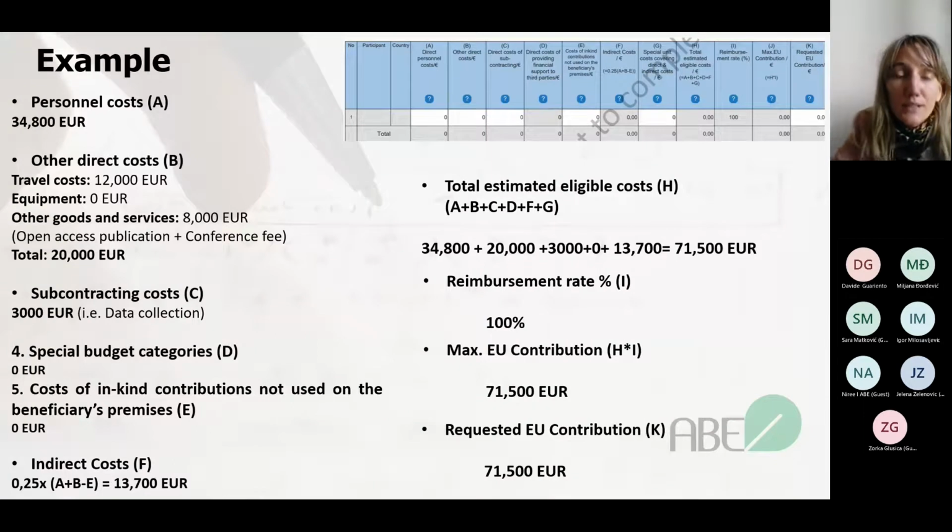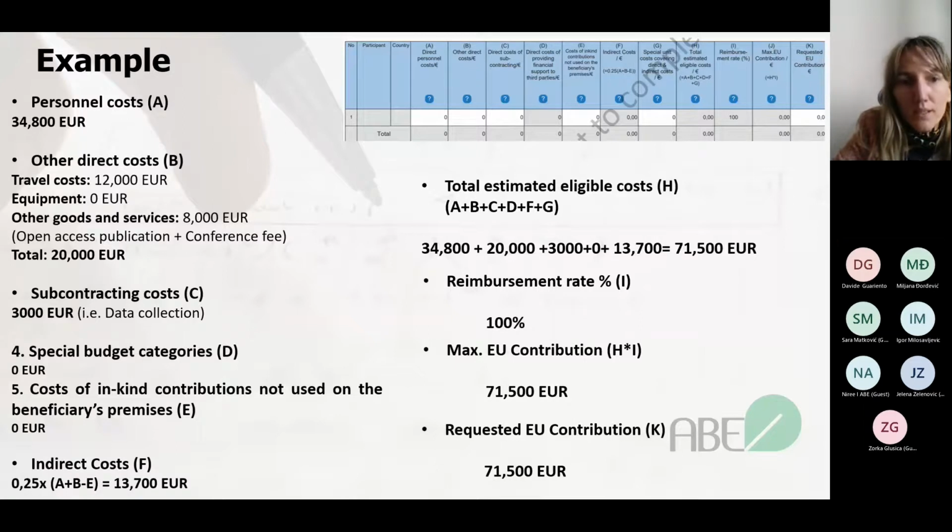other categories. First of all, we are starting from the personnel costs, the one that Davide already calculated. It's marked with the A letter within the table, and they are, of course, 34,800 euros. For the direct costs, just as an example, we can take travel costs of 12,000 euros. For example, we have let's say 4 project meetings, and the travel cost for each one is 300 euros. So four make the 12,000 euros.